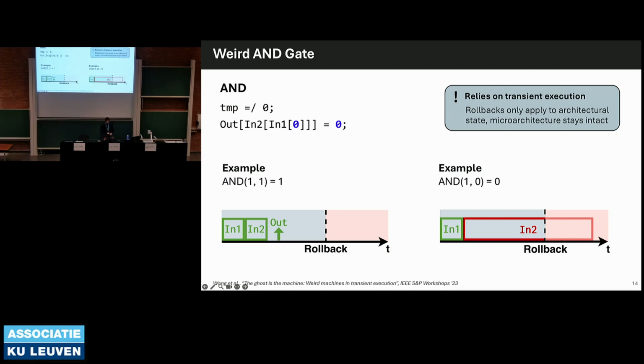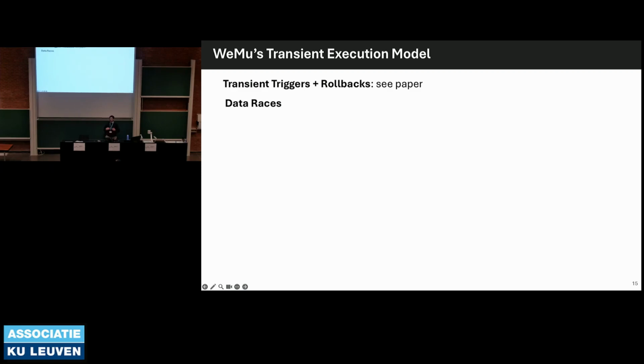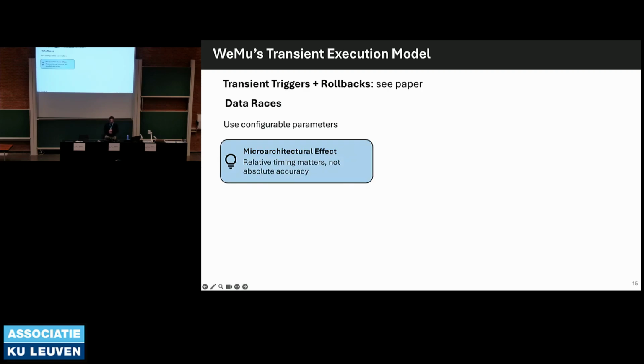Now, in order to emulate this in WeMu, we need to extend it with 3 things. We need to emulate the transient triggers and the rollbacks, for which I will refer to the paper, and we need to emulate those data races. Now, for the data races, we need to be able to correctly emulate the length of the transient window and the length of the memory operations. And we will use configurable parameters for that. And again, there is an insight that we can use by looking at the microarchitectural effect, and that tells us that only the relative timing matters, not the absolute accuracy. So what does that mean?